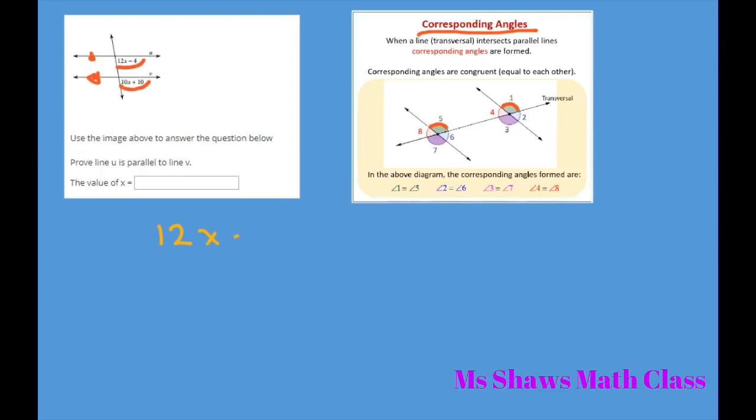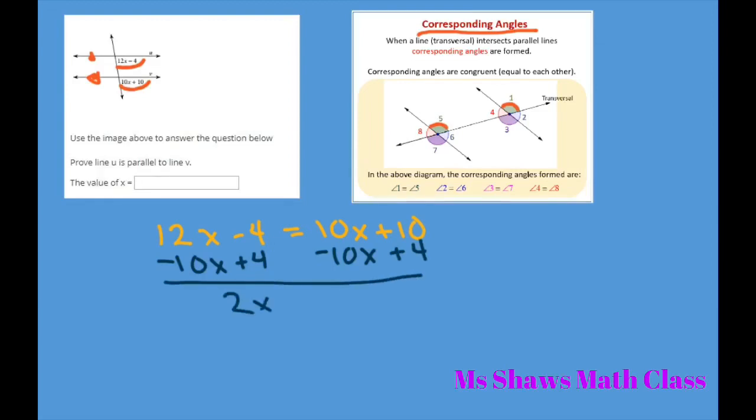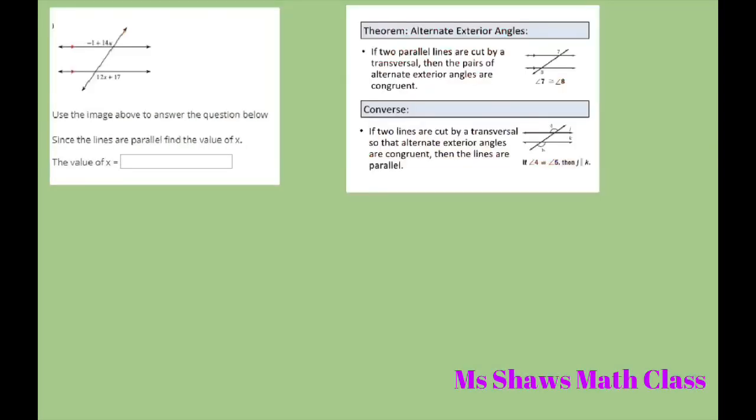So 12x minus 4 equals 10x plus 10. And then we're going to subtract 10x from both sides and add 4 to both sides. So we get 2x equals 14. So x equals 7. And if you plug them back in, these 2 angles will be the same, but the value of x is 7. And the last one we have is the alternate exterior angles.